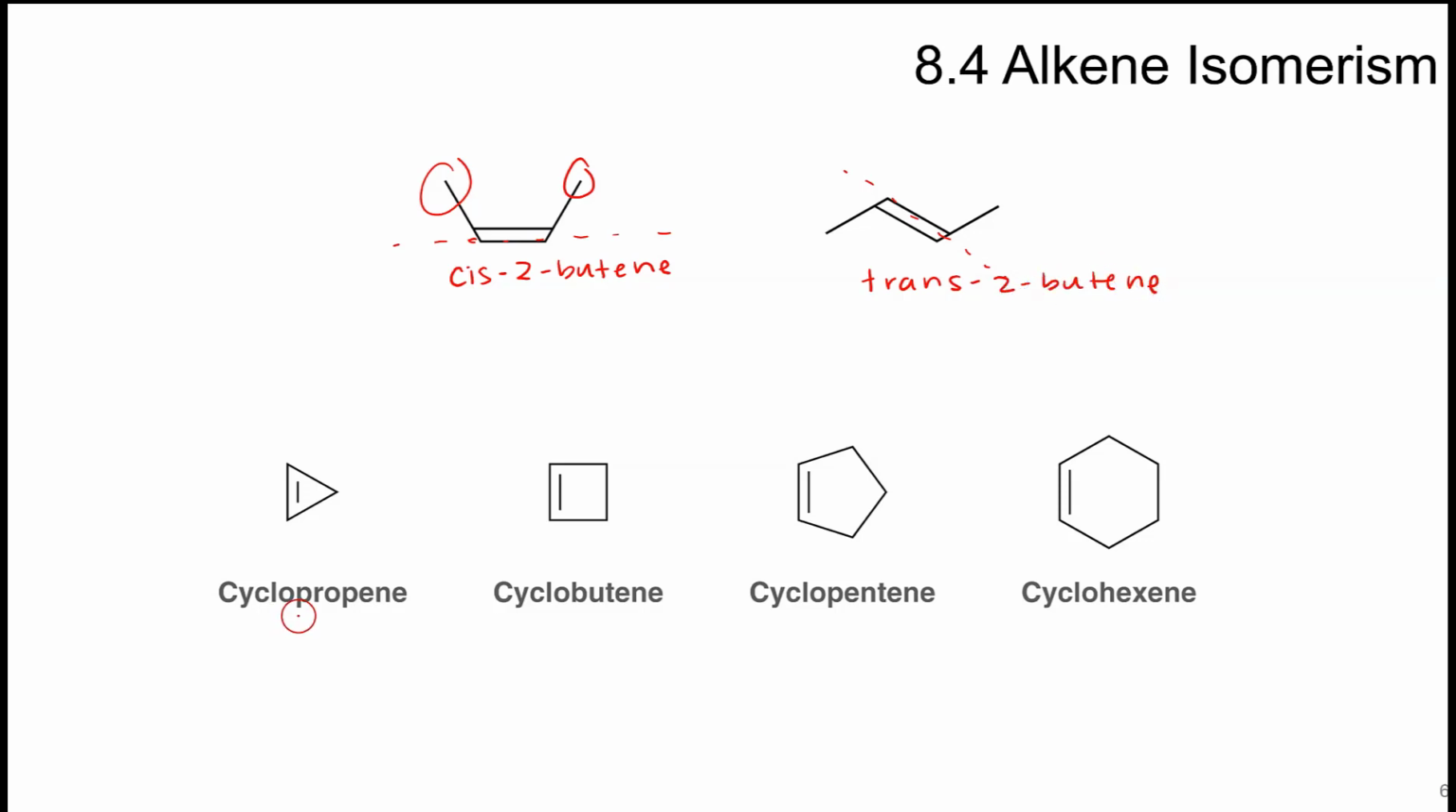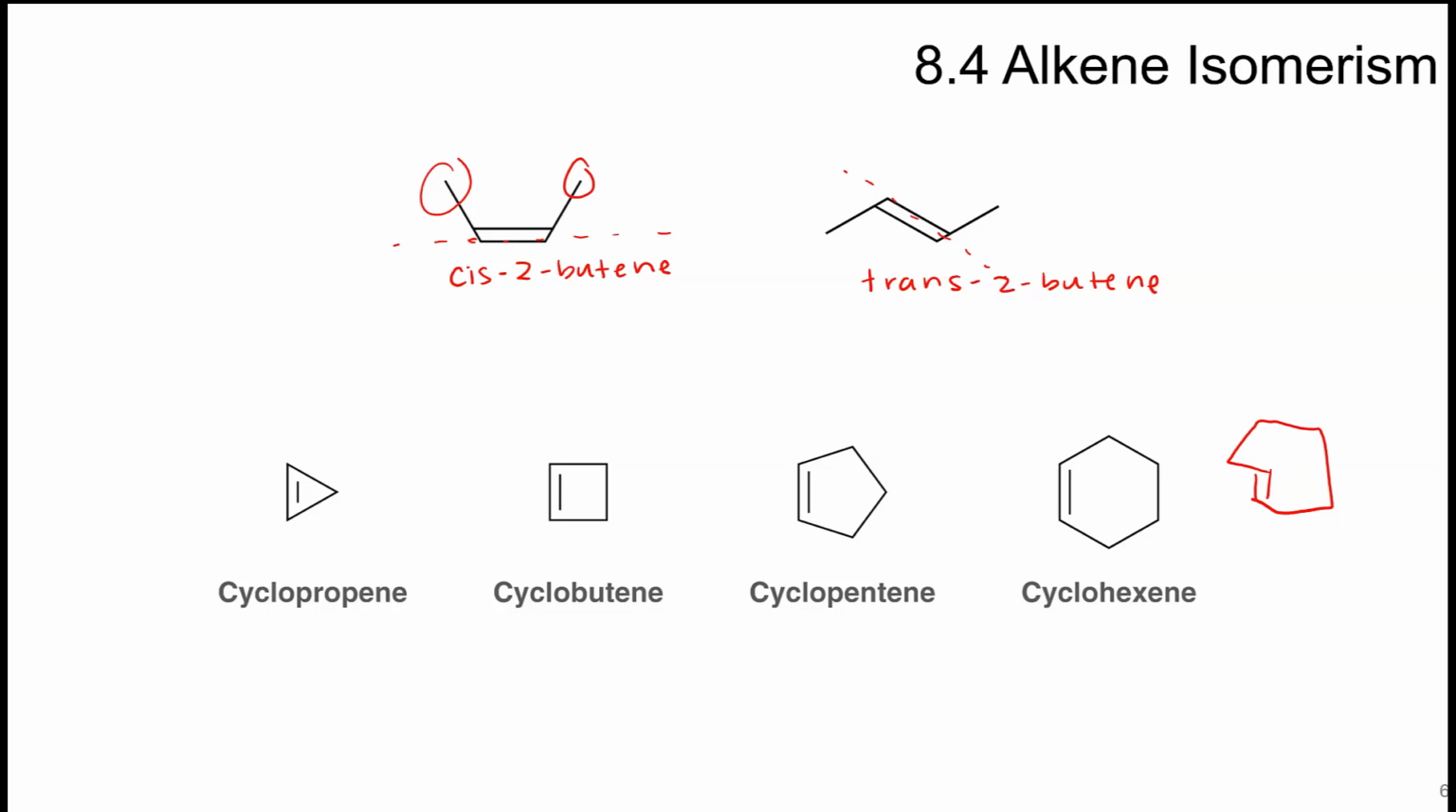And then we have cyclopropene, cyclobutene, cyclopentene, cyclohexene. So for these pi bonds to remain intact, we can't rotate around the double bond. And in cyclic alkenes, with less than 8 atoms in the ring, you can only have cis alkenes. You wouldn't have a bond such as this to get that in there. That's trans. Cyclic ones are always going to be cis.